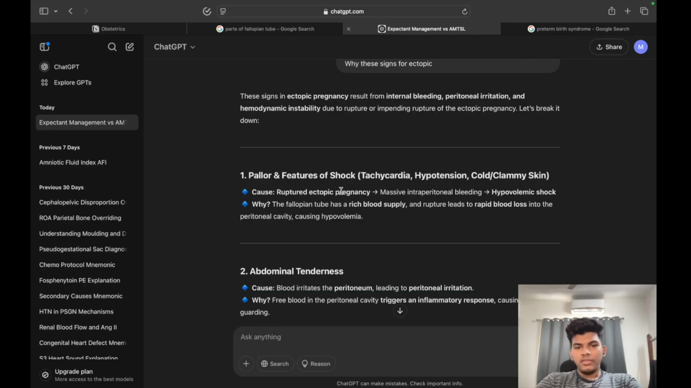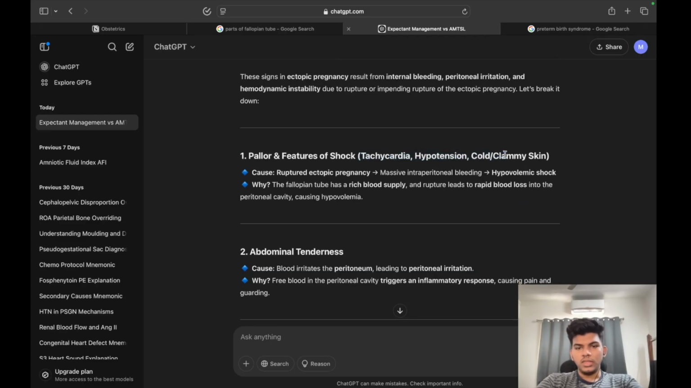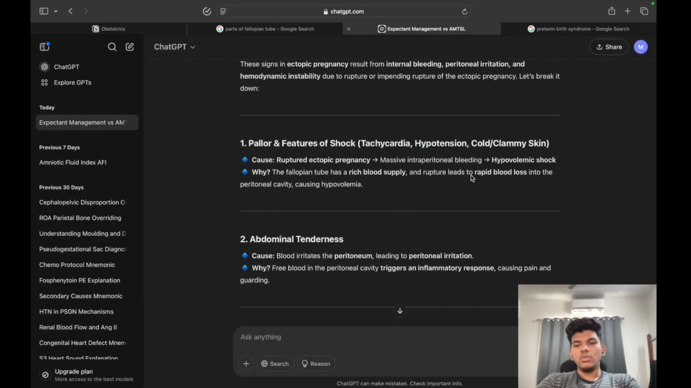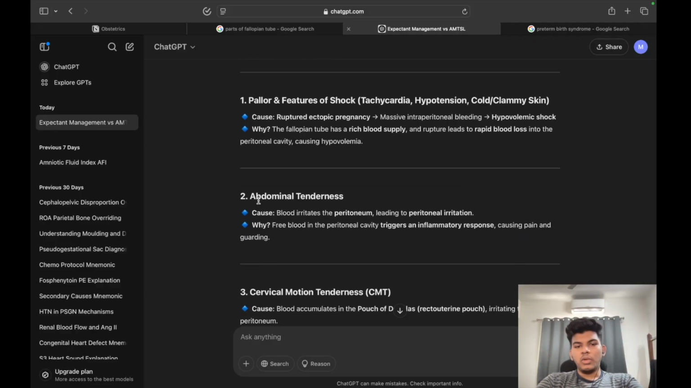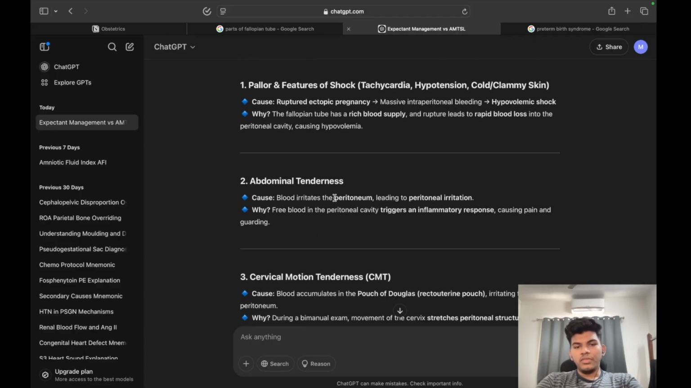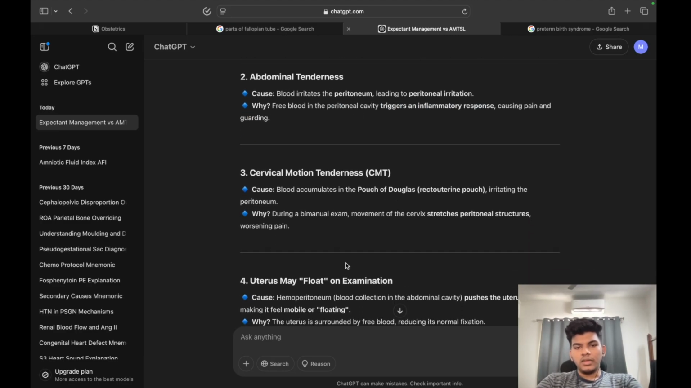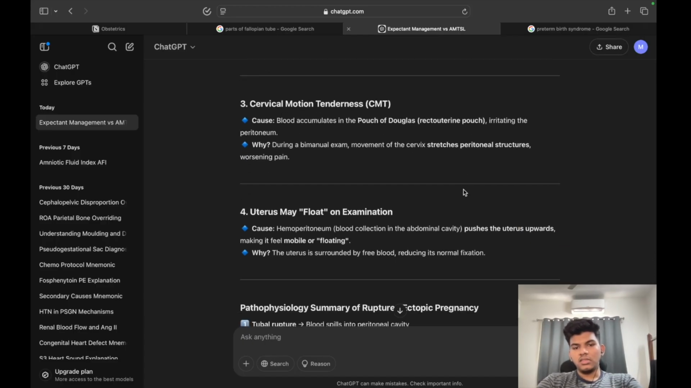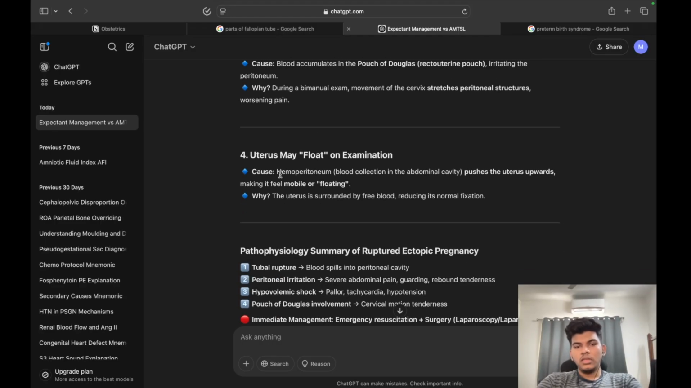Pallor and features of shock could be secondary to these things. There is bleeding and abdominal tenderness because of irritation of the peritoneum. Then there is cervical motion tenderness: blood accumulates in the pouch of Douglas, irritating the peritoneum, and movement of the cervix stretches peritoneal structures, worsening pain. The uterus may float: hemoperitoneum pushes the uterus upwards, making it feel mobile or floating.